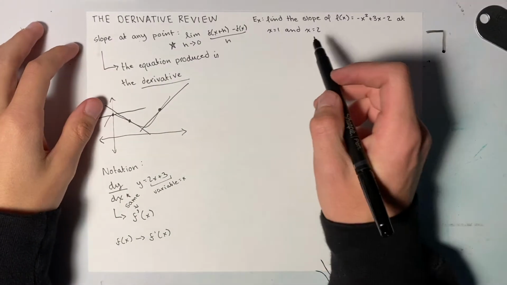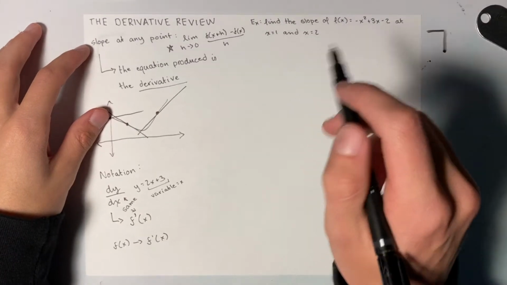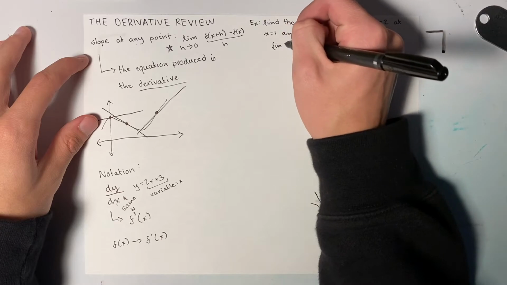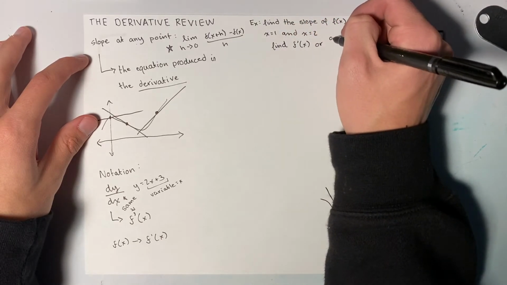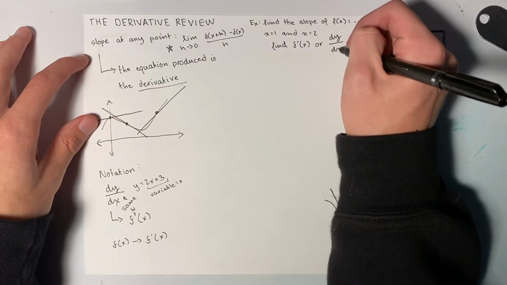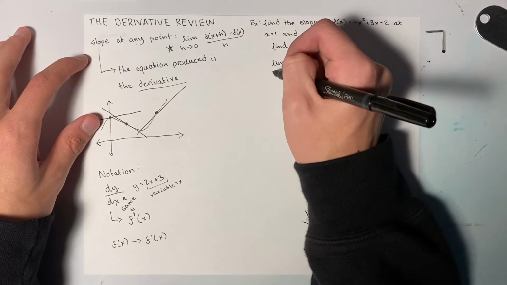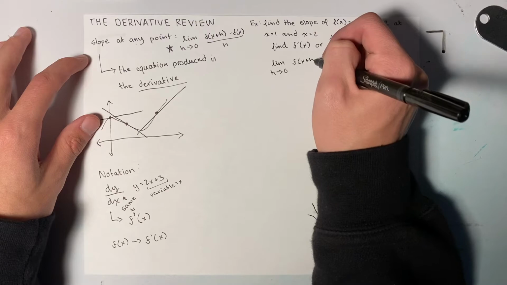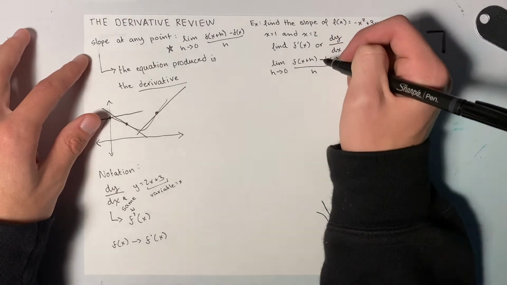So in order to find a slope at these points, as you can see, it's not consistent, right? Because this is going to be a curvy graph. We're going to have to find the derivative. So we're going to have to find f prime of x, or dy/dx. So as you know, we're going to start off with our equation, the limit as h approaches 0 of f of x plus h minus f of x divided by h.